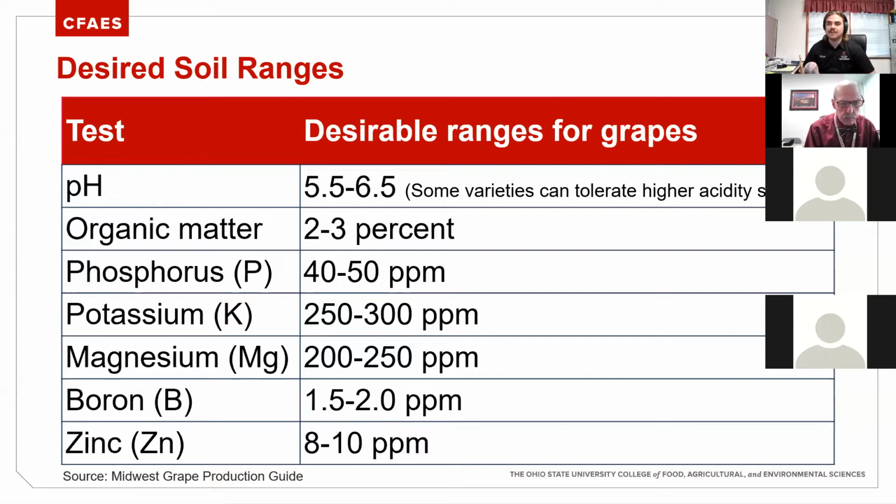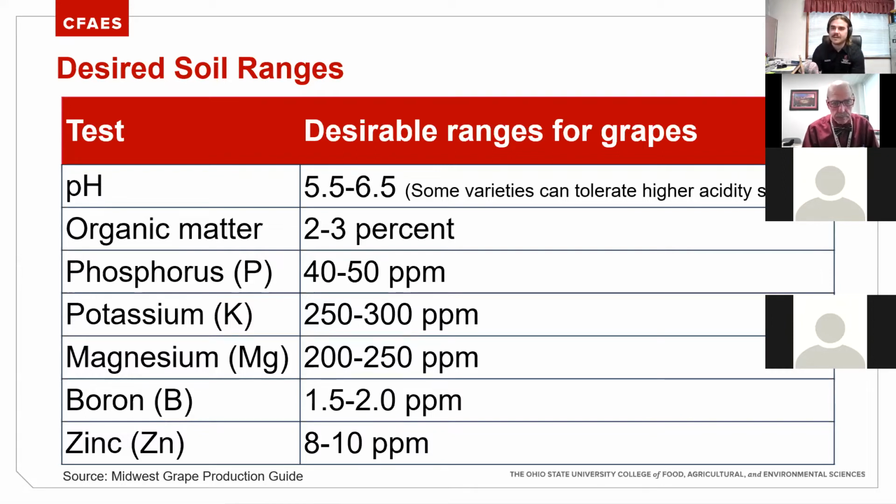First off, I like to show this graph from the Midwest Grape Production Guide, and it shows you the desired ranges for grapes, your pH from 5 to 6.5 or 5.5 to 6.5. I put in there that some varieties can tolerate higher acidity in soils, so depending on what you're planting, you may want to look at specific pH requirements. Later in the presentation, Tom will talk about the importance of all these levels, but the main thing I want to draw your attention to is that there's really no way to know this information without doing some sort of test, whether it's a pH test or a soil test. A soil test will give you all of this information.